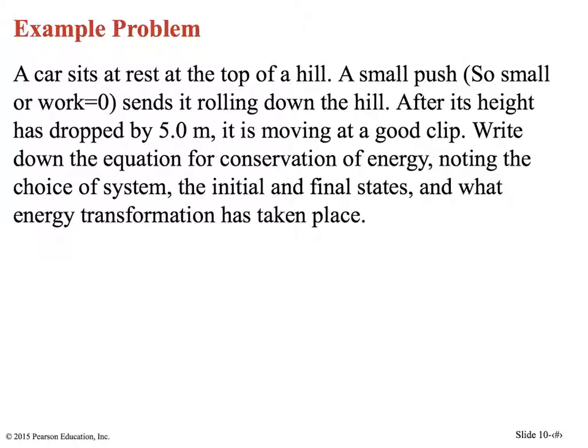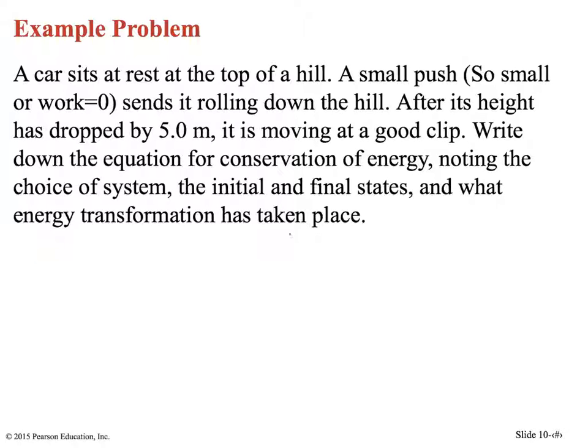So one equation that we can look at and will help with this, we have an isolated system with this car. It sits at rest at the top of a hill. A small push, so small that our work is 0. So we're not adding any work to it. So my conservation of energy remains here. So when I look at this, what I can say is that as this car starts rolling down the hill, it drops by 5 meters. So my change in energy is gravitational potential by 5 meters.